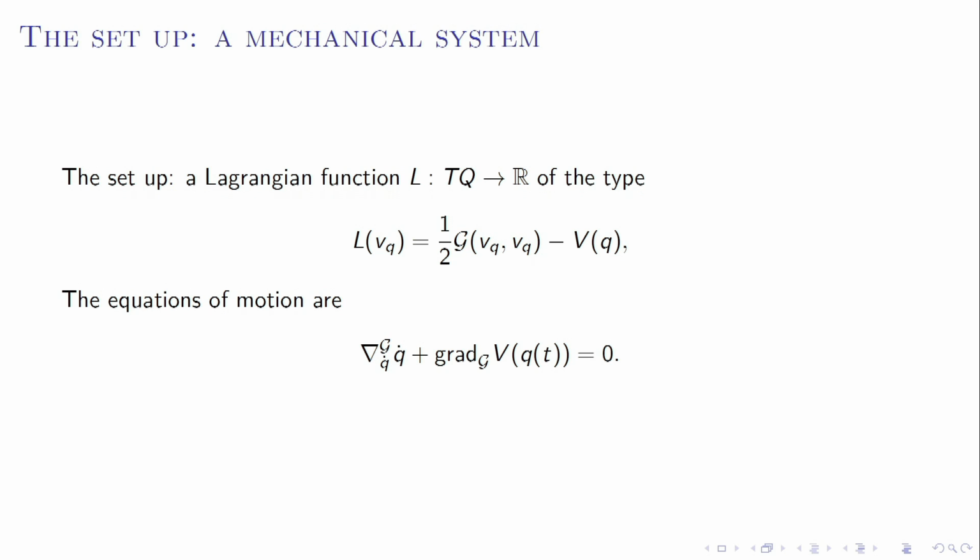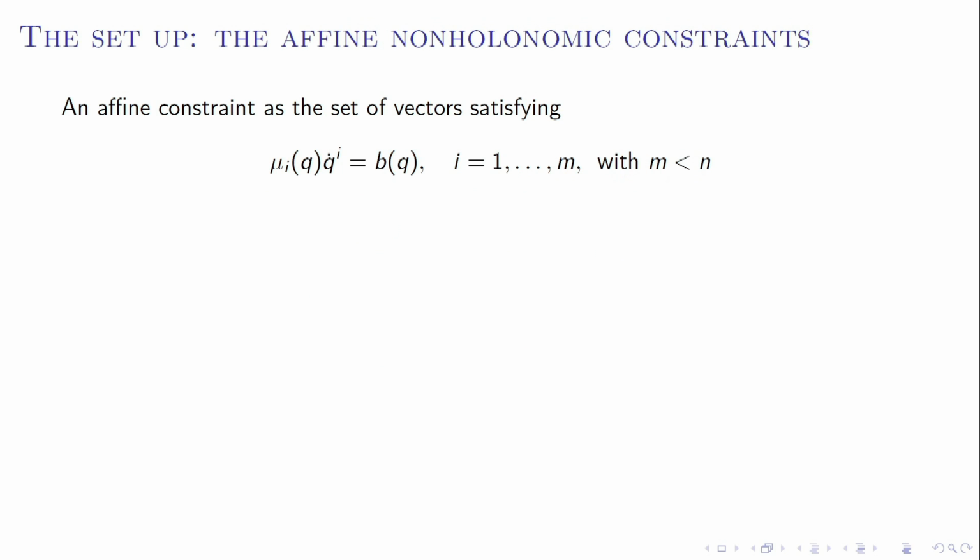We'll consider mechanical systems described by a Lagrangian function of mechanical type: kinetic energy coming from a Riemannian metric G minus a potential function V. The Euler-Lagrange equations of motion for this Lagrangian can be written in Riemannian form using the Levi-Civita connection as the equation here below. So this is just the Riemannian form of the Euler-Lagrange equations.